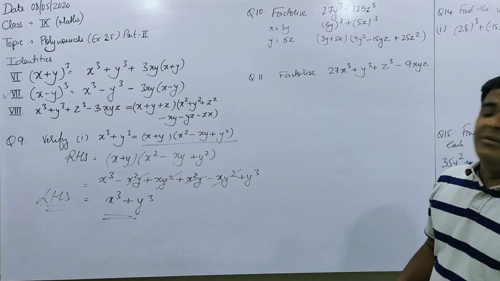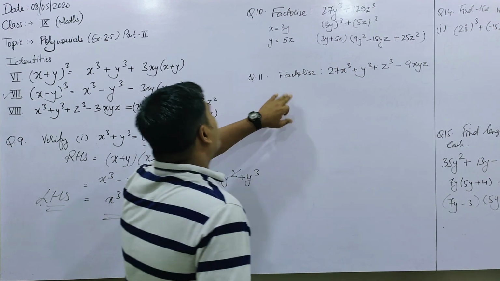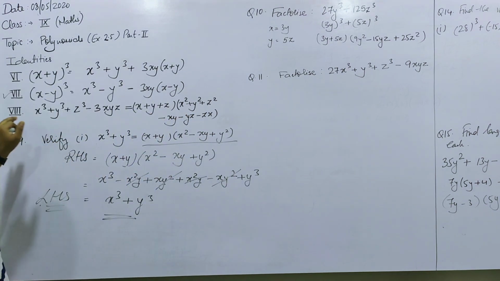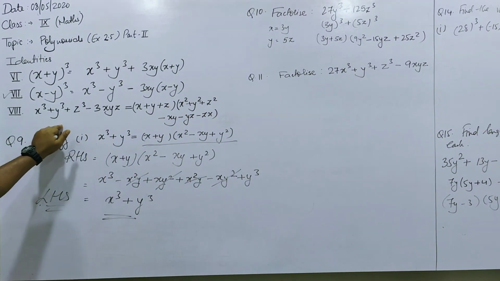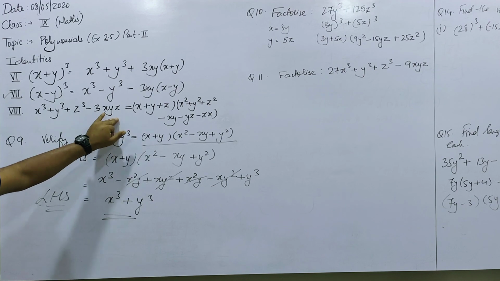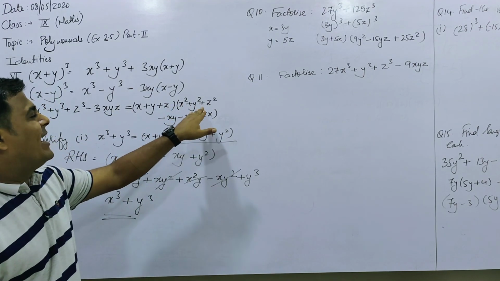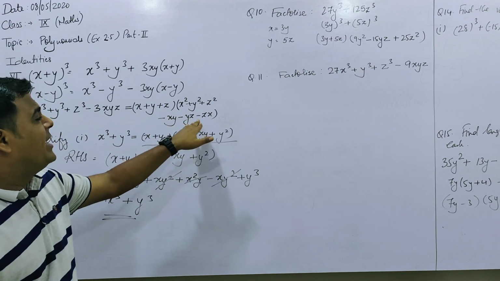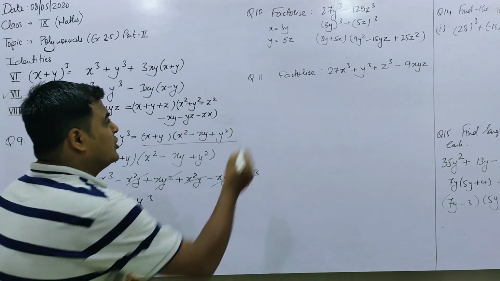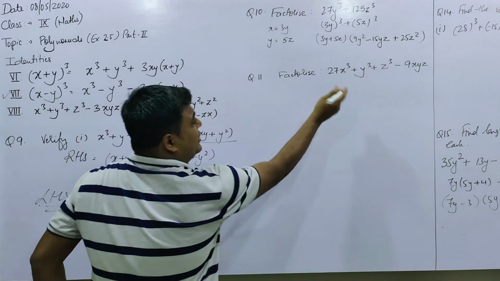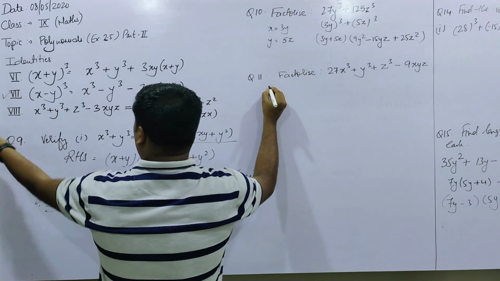Now let us see question number 11, a bit lengthy one. Here I am going to use identity number 8, which says x cube plus y cube plus z cube minus 3xyz is equal to (x plus y plus z) into (x square plus y square plus z square minus xy minus yz minus zx). So let us compare this question with the actual identity's left hand side.